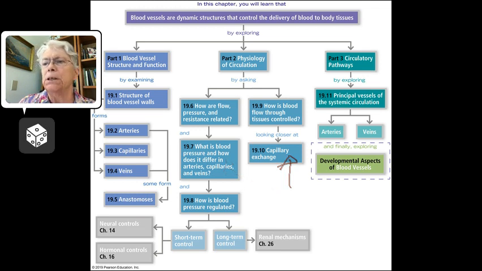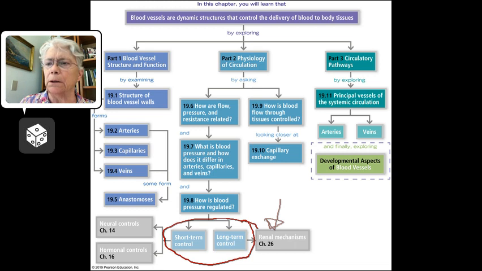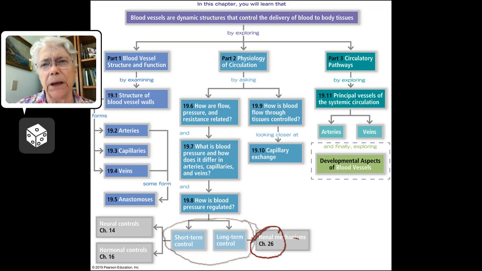And then another thing that we'll be able to apply later, especially in the kidney, is this concept of capillary exchange. Now, we looked at one of the hormones in the very first chapter of this semester, that was ADH, antidiuretic hormone. It influences what the kidney does in terms of retaining fluid or eliminating fluid from the body. And so we will apply that to control. I'm just going to touch on it in this chapter, but as you can see, we're going to hit it pretty hard in Chapter 26.